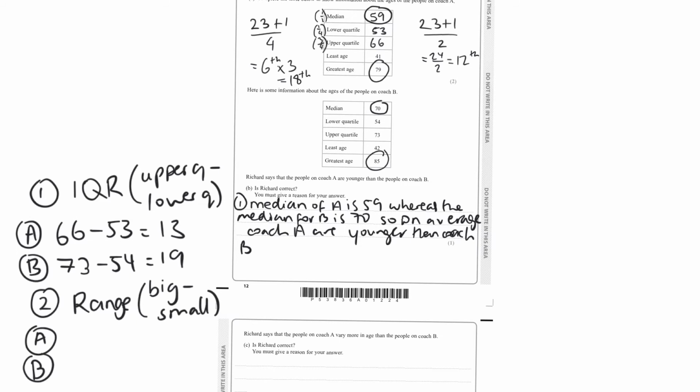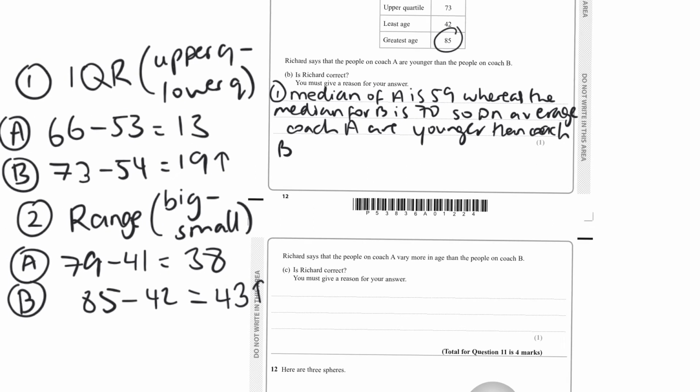Now, in terms of the range, we can see that the range for A is the greatest, which is 79, minus the least, which is 41, which is 38. Whereas for B, it's 85 minus 42. So our range for B would be 43. So we can see that the interquartile range for B is bigger, and we can see the range is bigger. So Richard is incorrect.